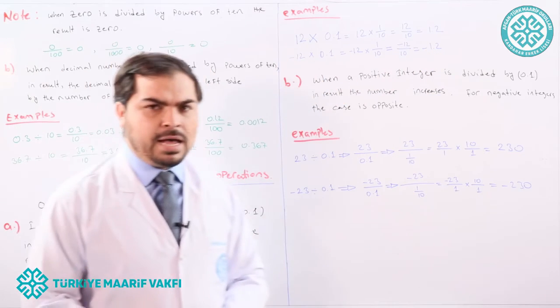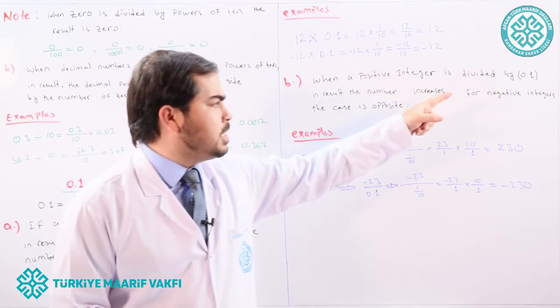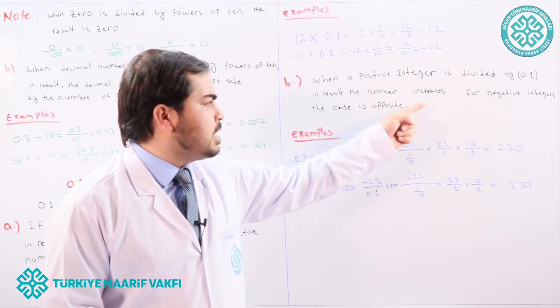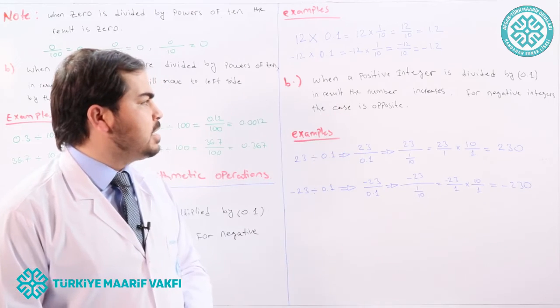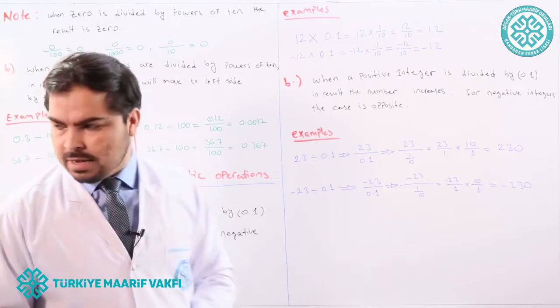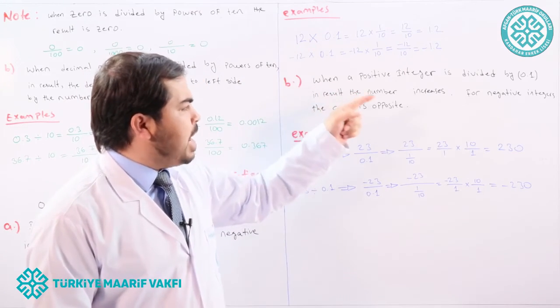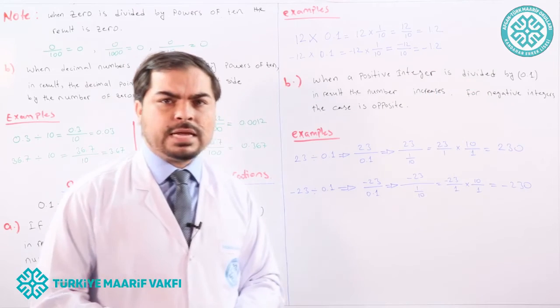Now we are coming to case B. When a positive integer is divided by 0.1, the number increases. For negative integers, the case is opposite. Again, it is vice versa of the multiplication. So if you divide by 0.1, the number will increase. Means the number will get bigger.